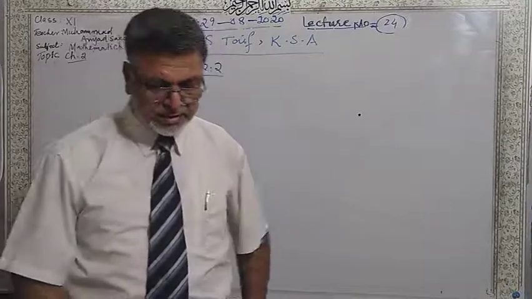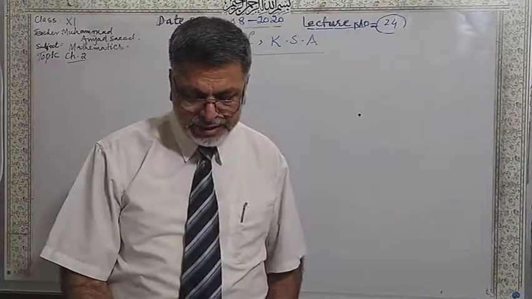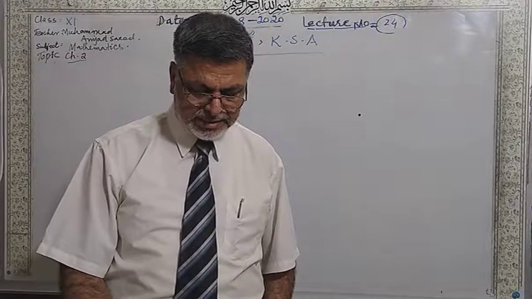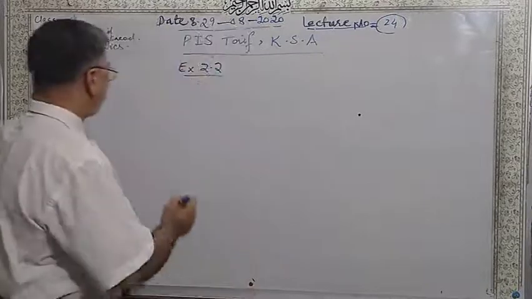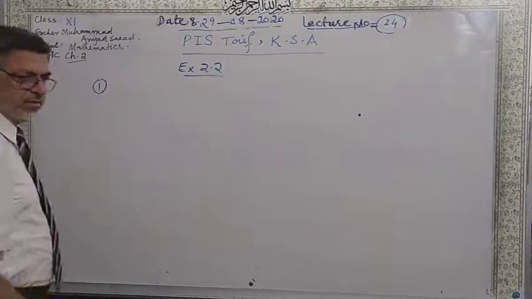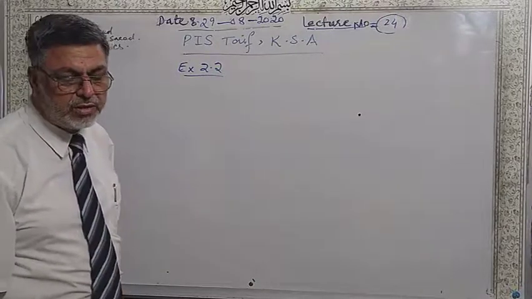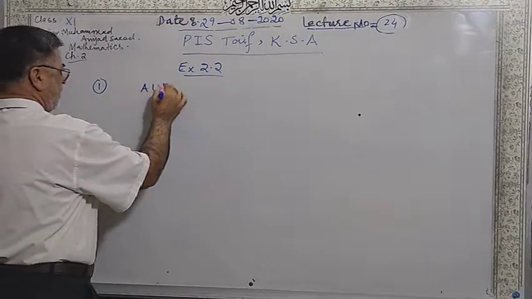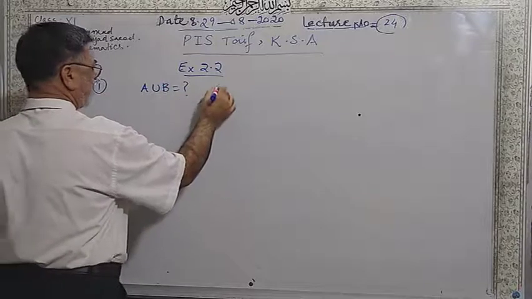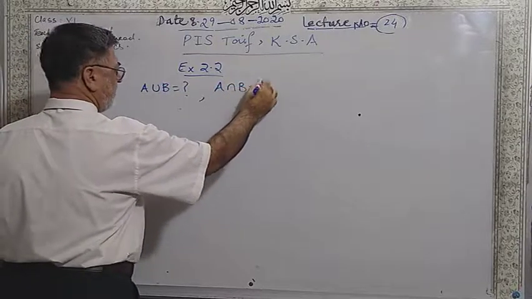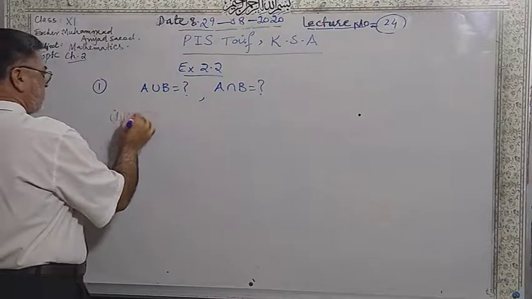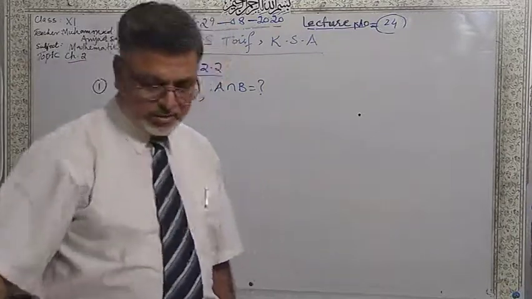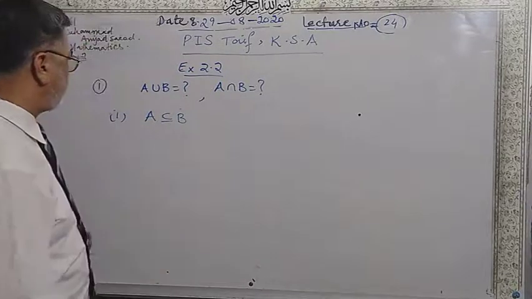The question is, exhibit A union B and A intersection B by Venn diagram in the following cases. Question number 1. We have to draw A union B and A intersection B. In the first part, it is given that A is contained in B. A is a subset of B.